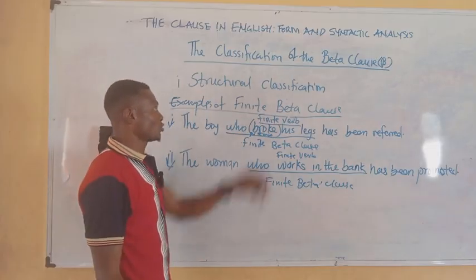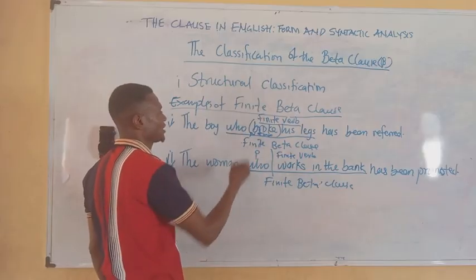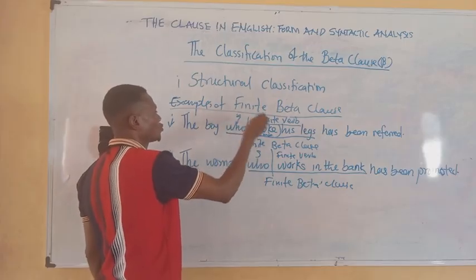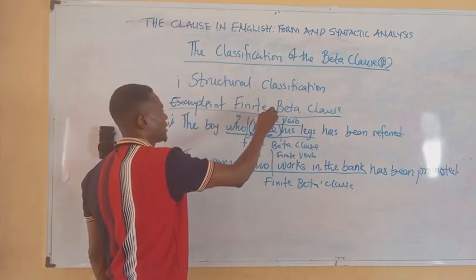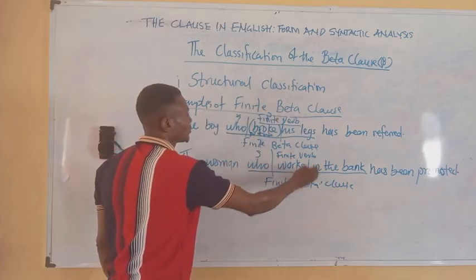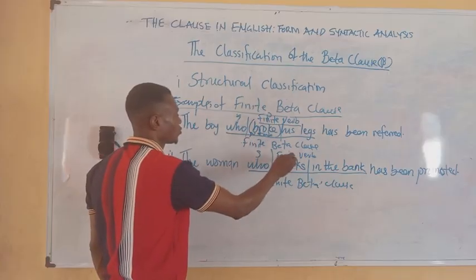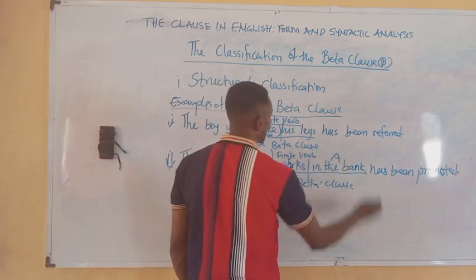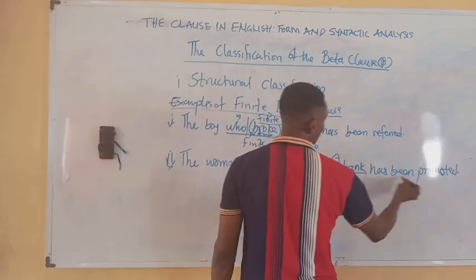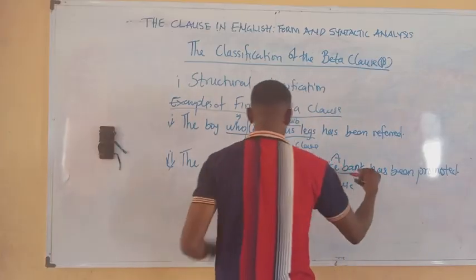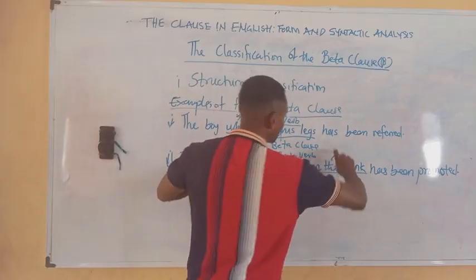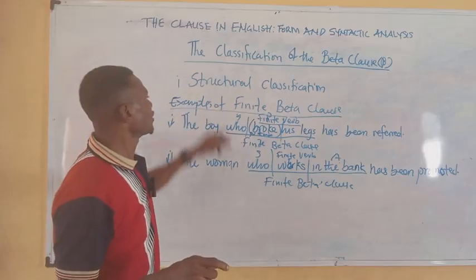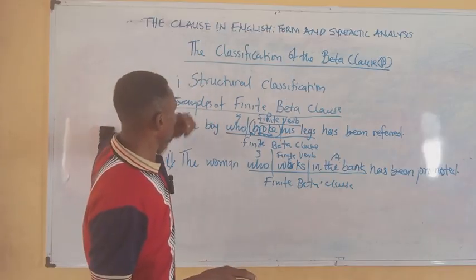Then, putting in structure, we have who as subject here. So broke here, predicator. Works here as predicator. In the bank, adjunct. So has been, this is another statement entirely, so we are taking this one out. So we have SPA. So that's all about the structural classification.